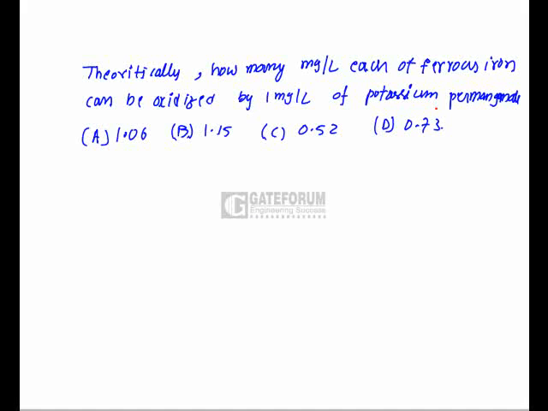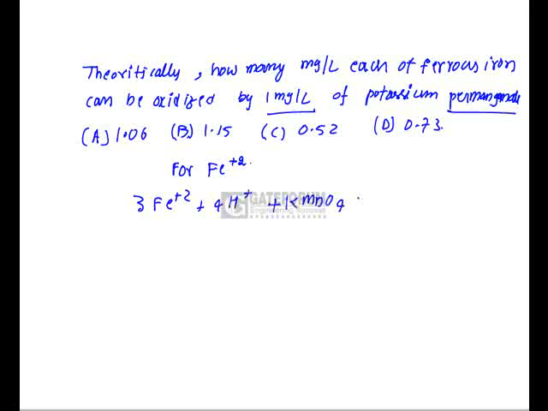How many milligrams per liter of ferrous iron can be oxidized by 1 milligram per liter of potassium permanganate? For this, we have to know the chemical reaction between potassium permanganate and ferrous iron. The ferrous iron is Fe2+. The equation is 3Fe2+ plus 4H+ plus KMnO4 gives MnO2 plus 3Fe3+ plus K+ plus 2H2O.